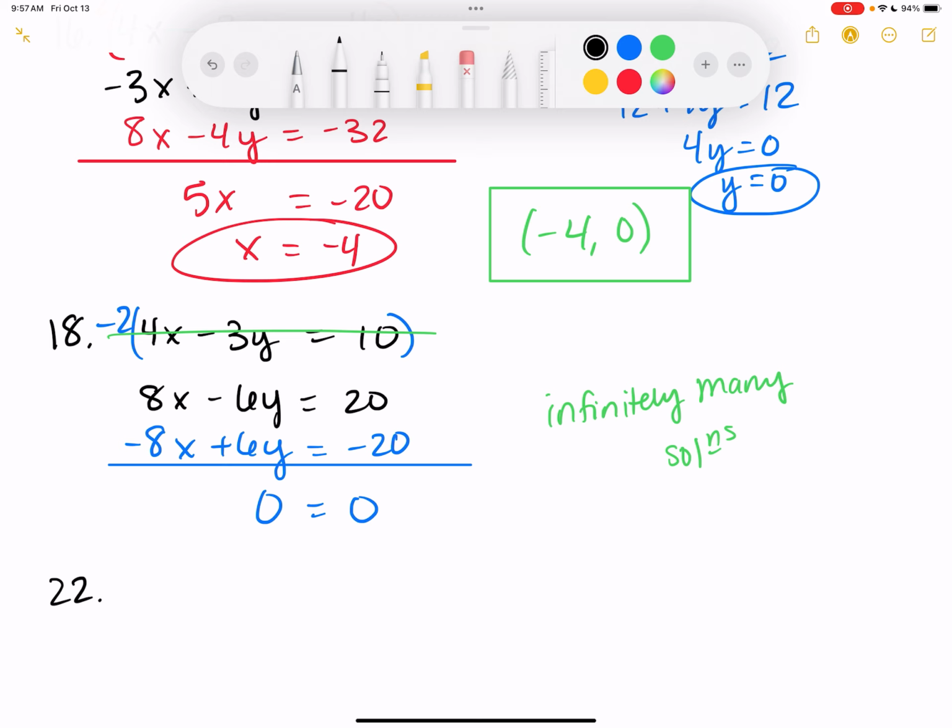22. 7x plus 2y equals 11 and negative 2x plus 3y equals 29.